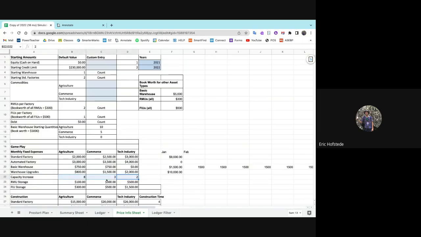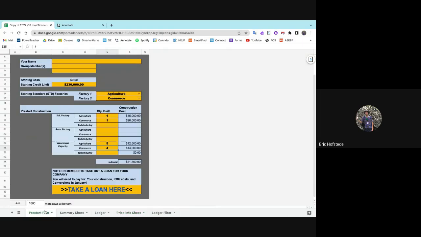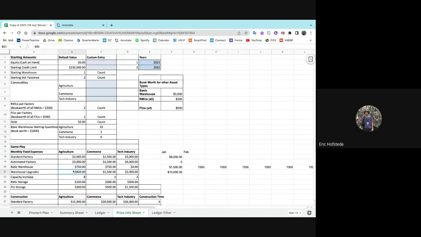That's the capacity increase. But if you've got your pre-start plan, those numbers are going to be a bit easier to work with. But just know that in the future, if I add on warehouses, that will need to be adjusted for my warehouse upgrade fixed expense. All right, so that added up pretty good. I'm not quite done either.